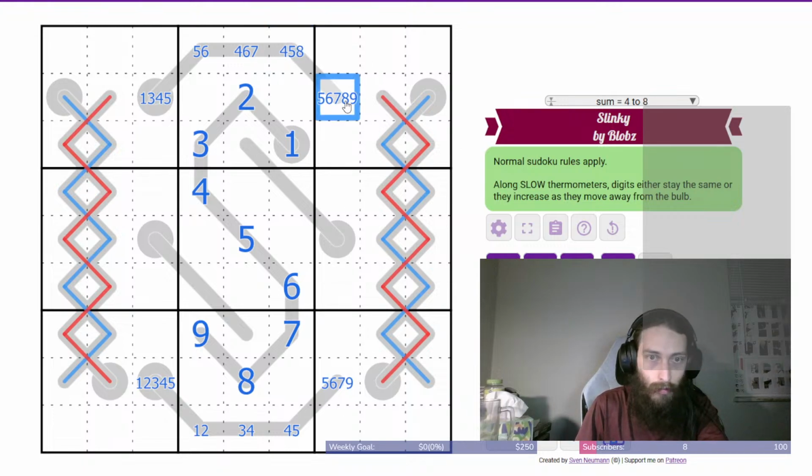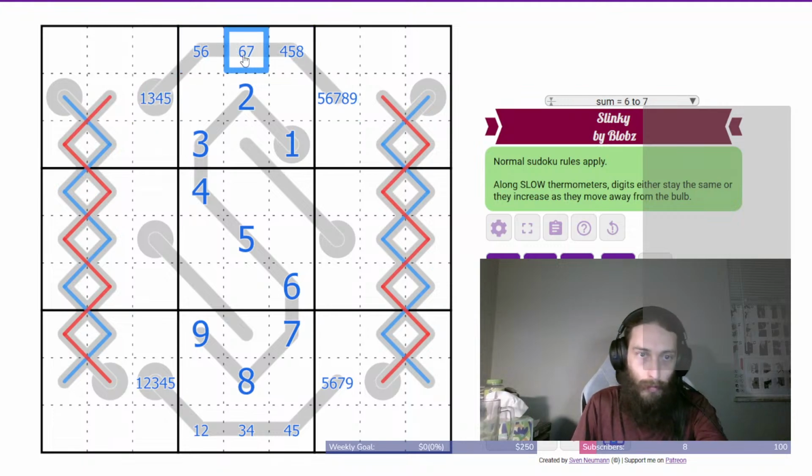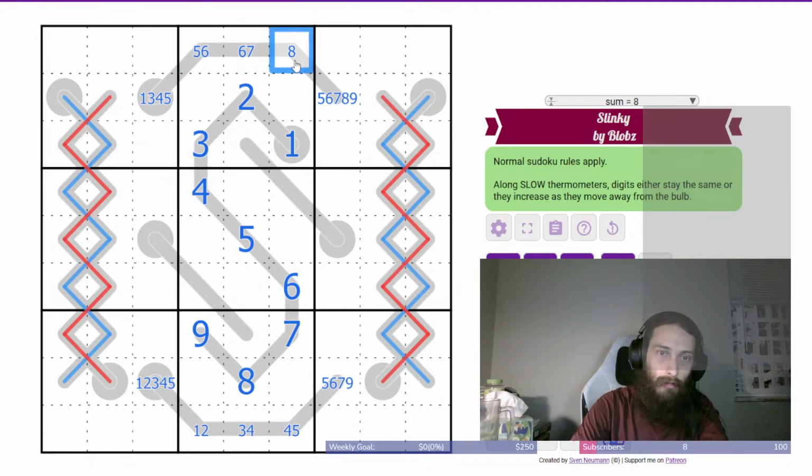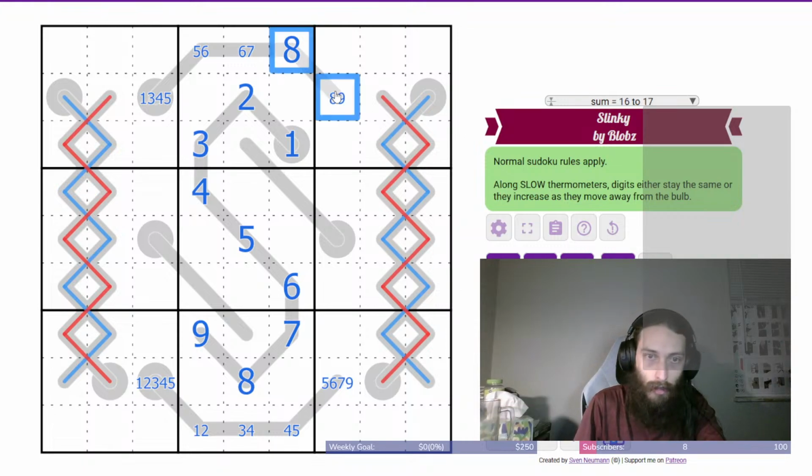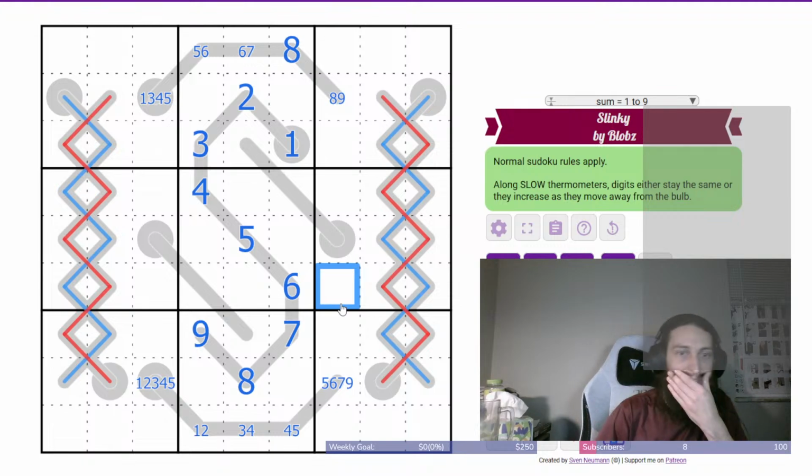Okay, and now 9, 8, 7, 6, 5. 1, 2, 1 goes up to 5, 4, 5, 6. So this can't be 4 or 5. And I think this is forced to be an 8, but this one isn't a 9 guaranteed. I think I did that correctly.